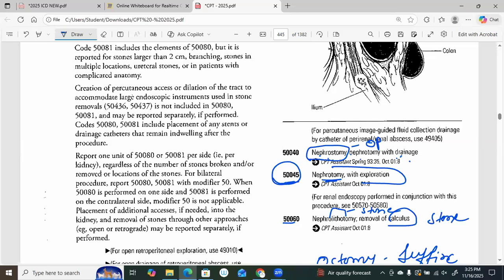And after reaching the kidneys, first we have to make the incision through the cortex portion, and then the convex portion of the kidney tissue, and then we have to locate the calculus, and then we have to remove the calculus.